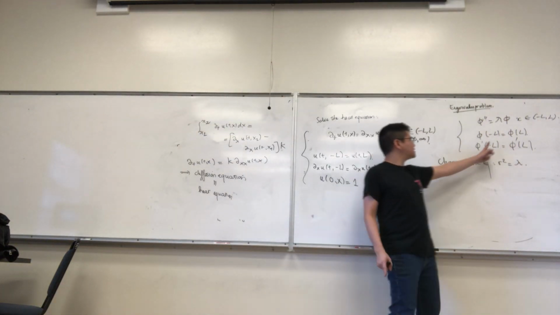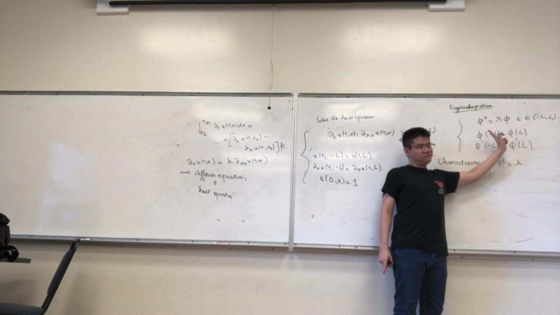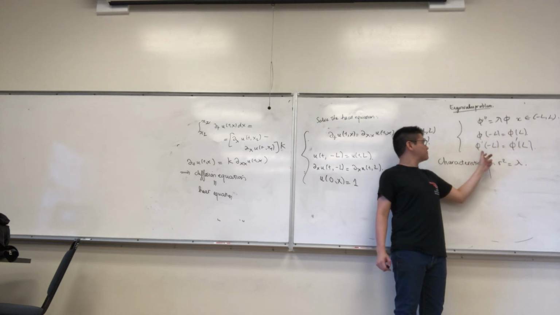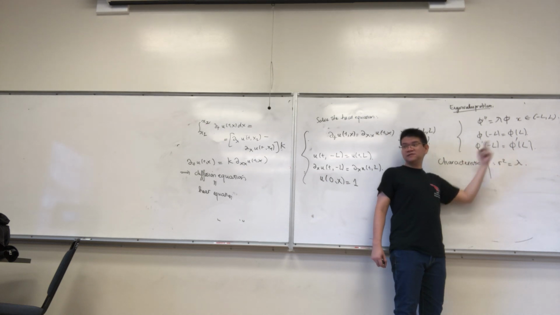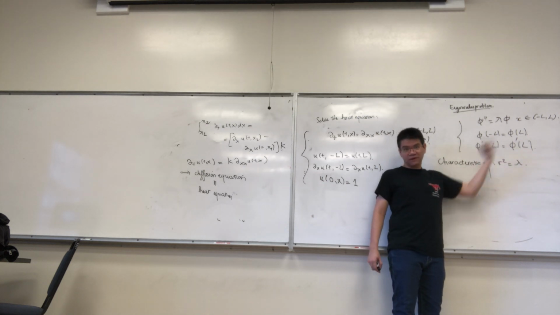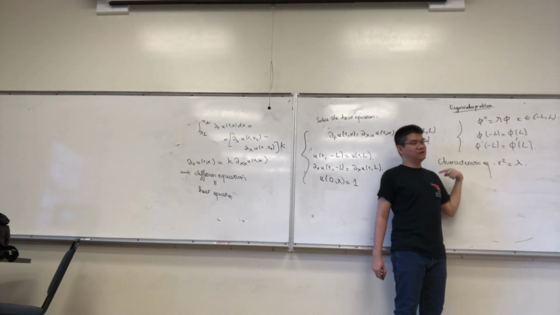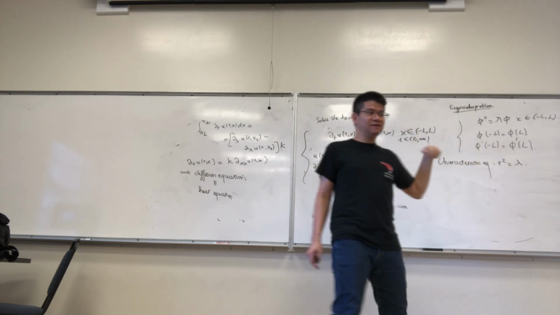Yes. So basically, this is a periodic boundary condition, right? Phi of minus L is equal to phi of L. Phi prime at minus L is equal to phi prime at L, which means that this is a periodic function, right? So for a periodic function, we know that this is the Fourier basis, right?